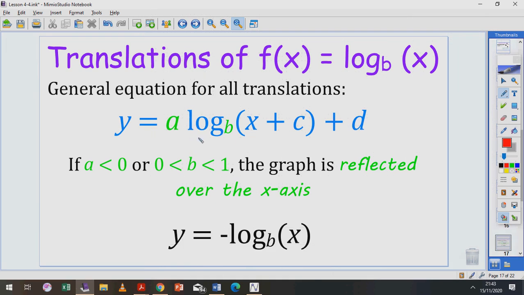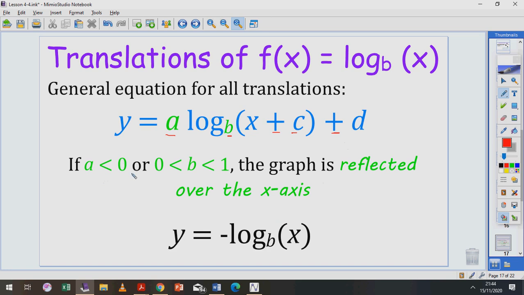The general equation of all translations of logarithmic functions, and honestly of all other functions we've seen, is a times the logarithm of x plus c. Remember, c shifts it to the left or to the right depending on whether this is positive or negative. Base b, as b changes, it leads to changes to the graph, which we saw earlier. The d, plus or minus d, if it is positive, it moves it up. If it's negative, it moves it down.